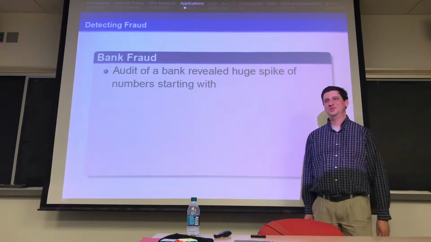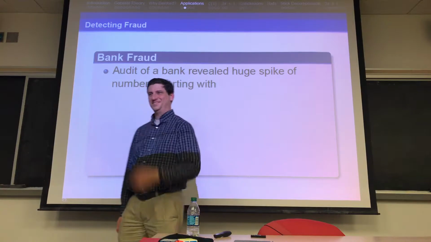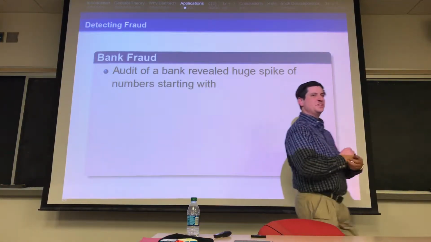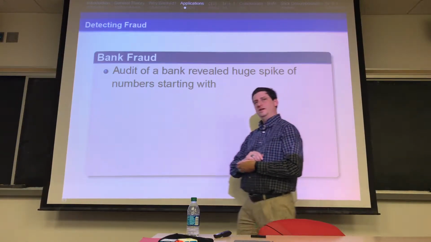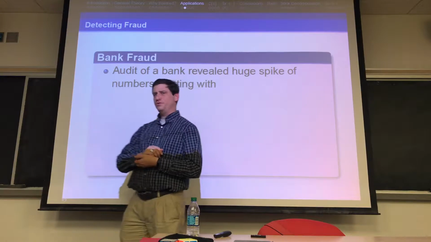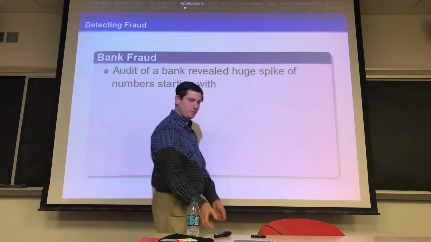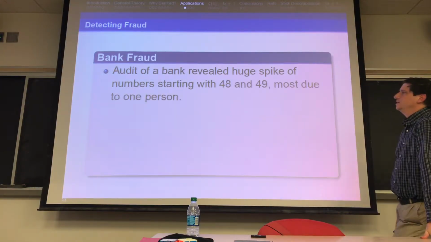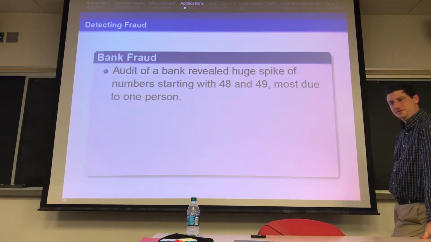You're off by a factor of 2. What was that? 4. So there were a lot of numbers, a lot more than expected, that started with 4. So they investigated. And they saw that a lot of these numbers that started with 4, their second digit was high. There were a lot of 48s and 49s. And they traced it, a lot of it, to one person.